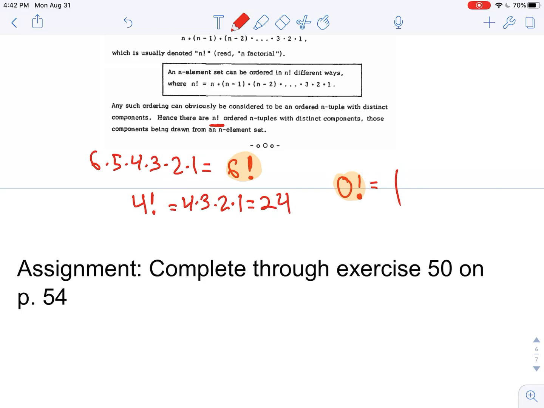All right, so I want you to work through exercise 50 for today, and we'll come back tomorrow and talk furthermore about the product rule. But for today, you're just doing exercises 47 through 50. Make sure you've got your exercises completed all the way through 36 by tomorrow for when I enter those into the grade book.